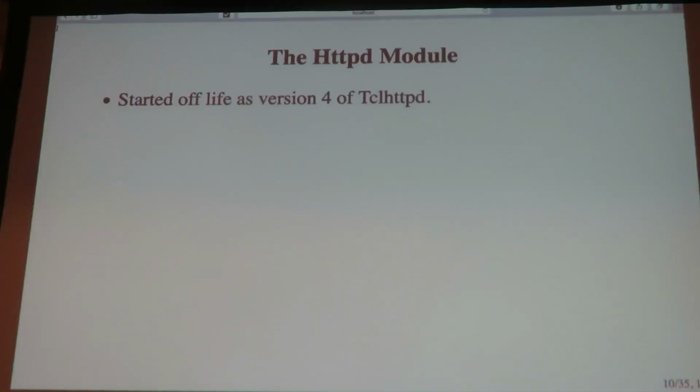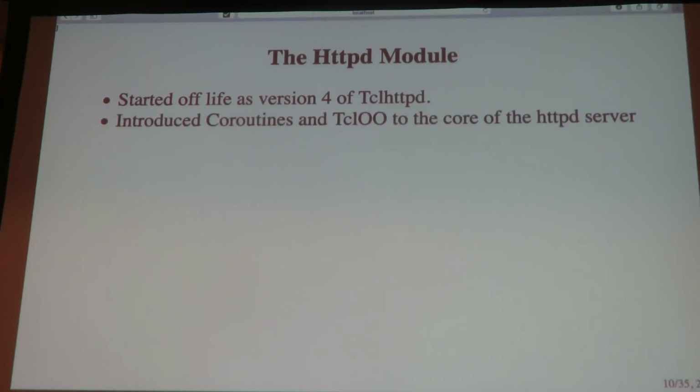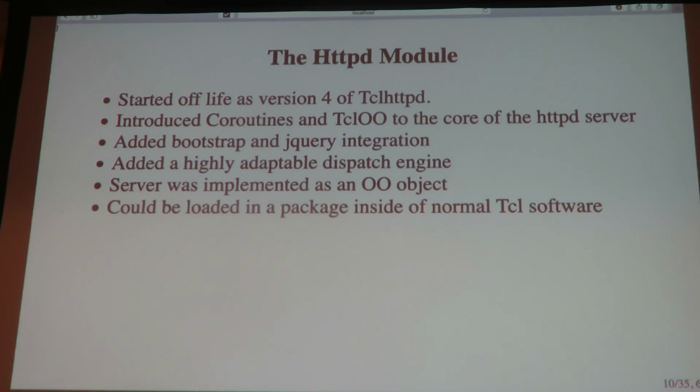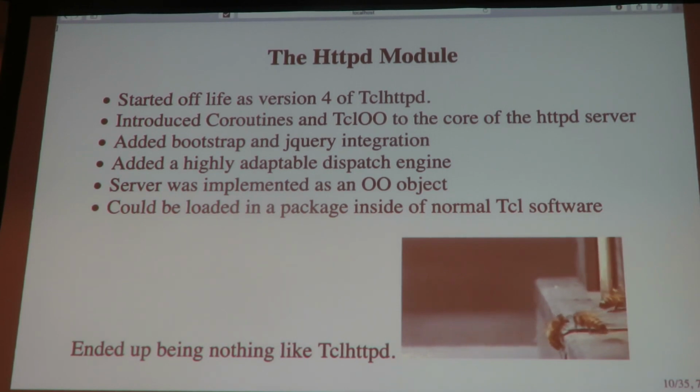All right, so the HTTPD module. I originally started off trying to write Tcl HTTPD version 4. And I added coroutines and Tcl 2018, and Bootstrap and jQuery. I rewrote the dispatch engine so you can get stuff in and out of there without monkeying in the HTTPD namespace. The server's now an OO object, so you don't have to have a dedicated interpreter, and you could load it inside of a normal Tcl program. And it ended up being nothing like Tcl HTTPD. Completely failed on the one job I'd set out to do. But in the end, it was actually pretty nice to use.